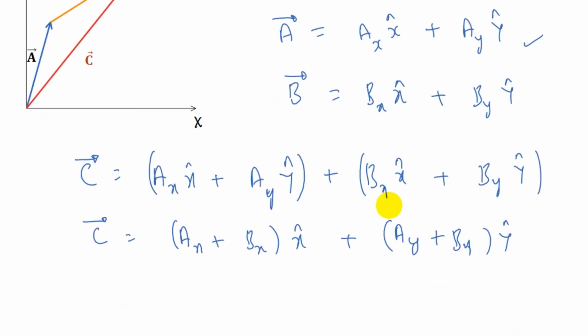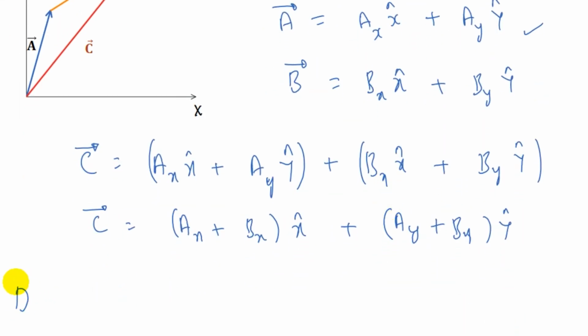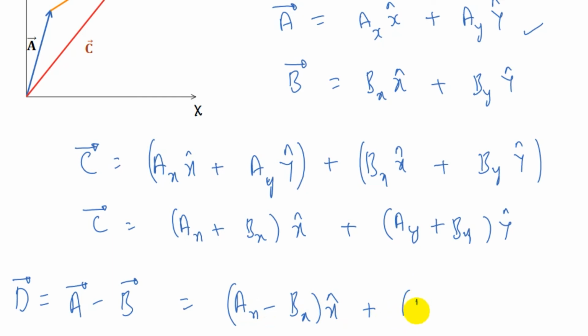Similarly, if we want to subtract two vectors, suppose D vector is equal to A vector minus B vector. So we can write this as AX minus BX times x cap plus AY minus BY times y cap. So this is the way we subtract vectors. All these things, addition and subtraction of vectors, can be done easily with the help of unit vectors. So this is all with unit vectors. Now one thing is left, that is a practice problem based on the unit vectors.